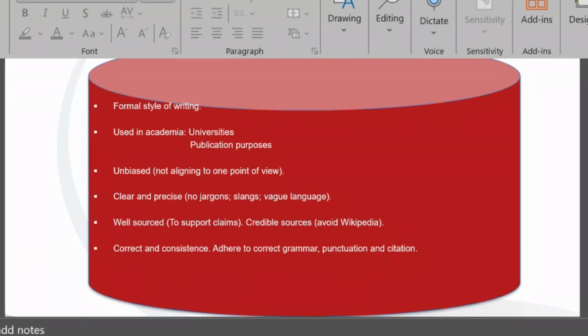It is also clear and precise, right? In other words, when I read your work, I should know what actually you are saying in that work. That's why we say to you, we don't expect any jargons, all right? And also slangs. The terminology or slangs which you use in our townships, for example.